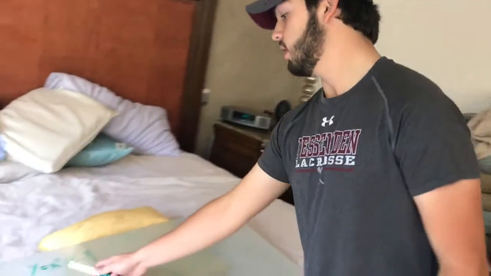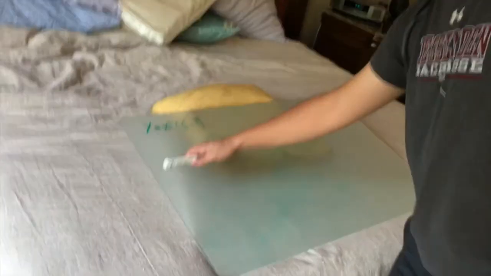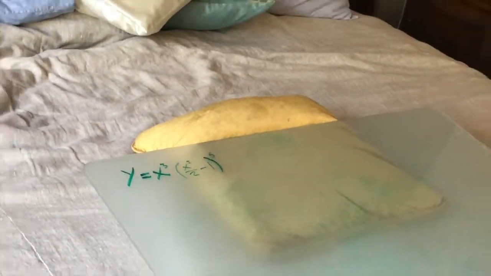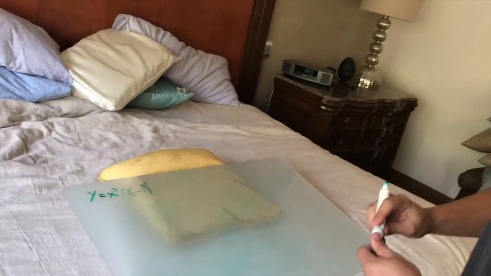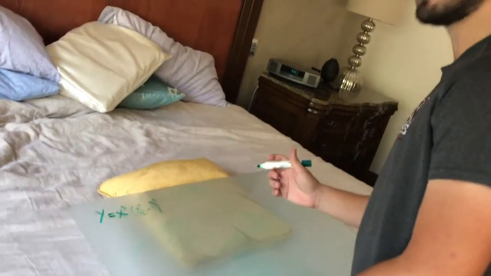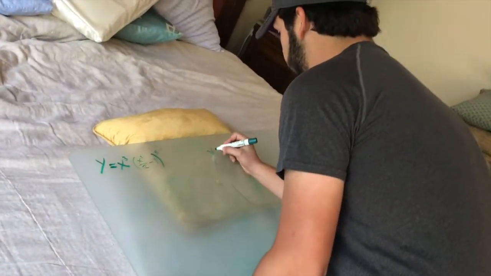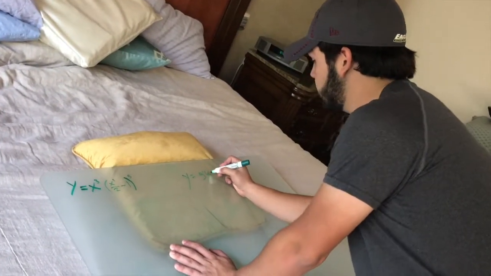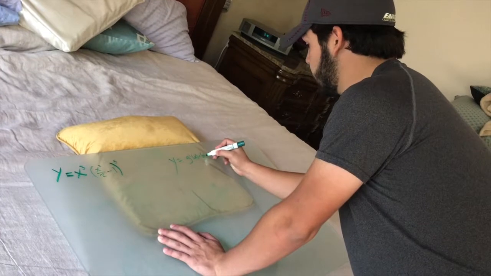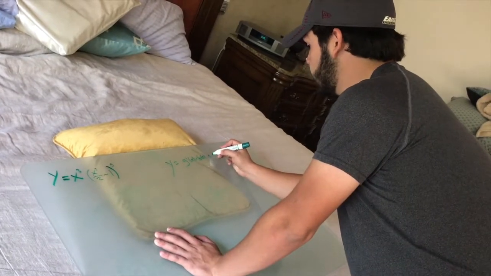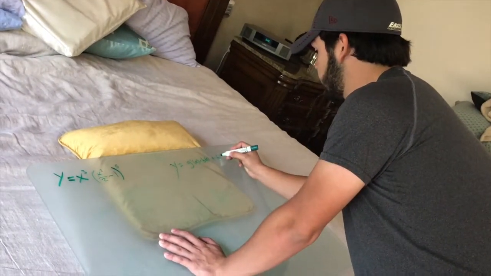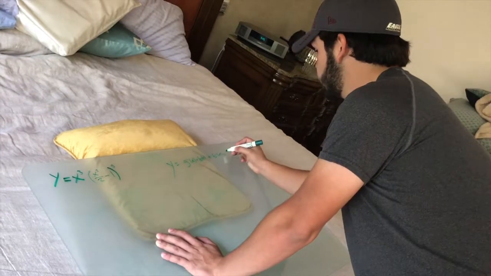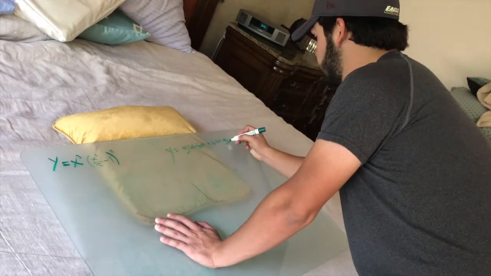So today we're gonna solve this equation with the product rule. The first step for this is knowing the formula. The formula for the product rule is y prime equals g prime of x times f of x plus f prime of x times g of x.